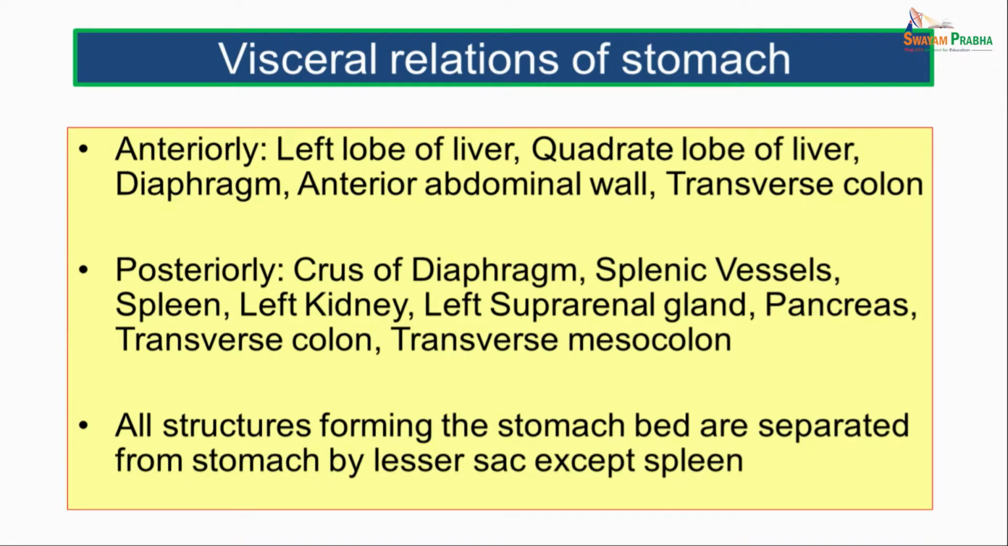Posterior relations of the stomach are formed by the crus of diaphragm, splenic vessels, the spleen, left kidney, left suprarenal gland, pancreas, transverse colon and transverse mesocolon. All these structures are separated from the stomach by the lesser sac or the omental bursa, and that is why these structures are said to form the stomach bed.